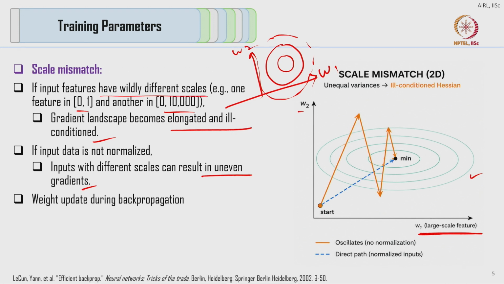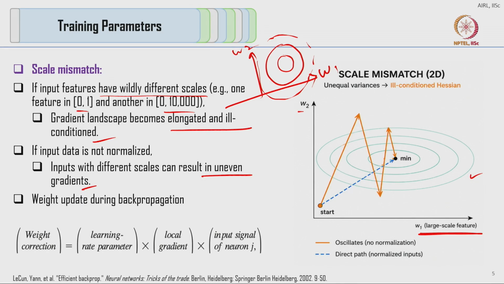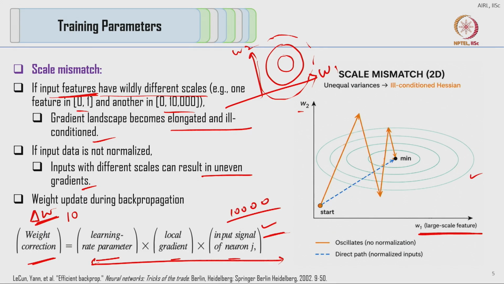Why is that? In the weight update during backpropagation, we came across this particular formula when we were trying to use the chain rule on the multi-layer perceptron. We saw that the weight correction, delta W, is essentially the learning rate times the local gradient times the input signal to the neuron. If the input signal has a scale issue, then this delta W would get the update not in the right range, a bigger update than required. Similarly, even the local gradients have a similar influence to play.